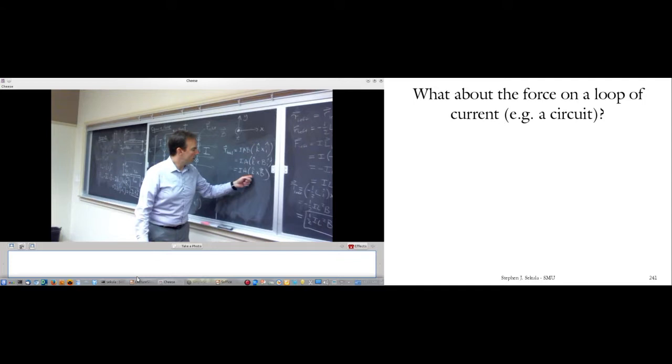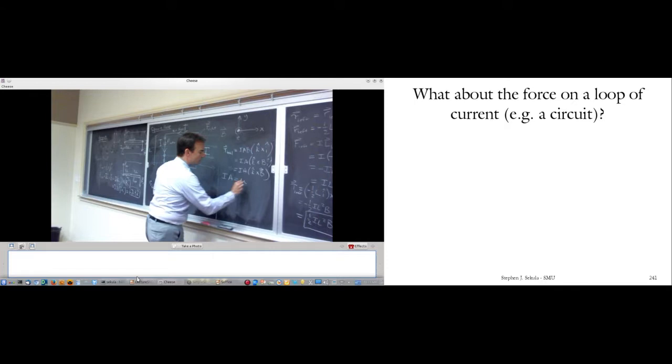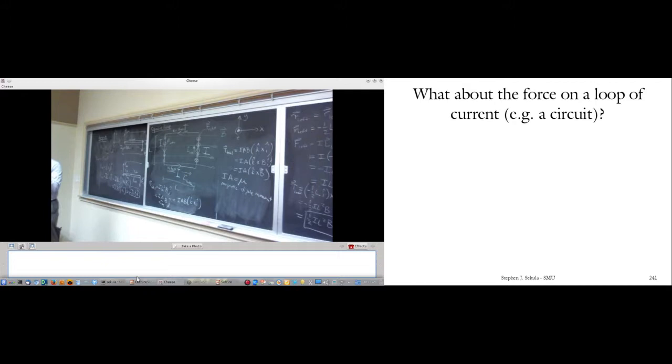What I will now do is define this thing, I A, current times area, and give it a new name, mu. It stands for magnetic dipole moment. It is analogous to an electric dipole in an electric field, which will execute rotation, and it has a moment. That moment is equal to its length times the magnitude of the charge on either end. A current loop behaves just like an electric dipole, but in a magnetic field.